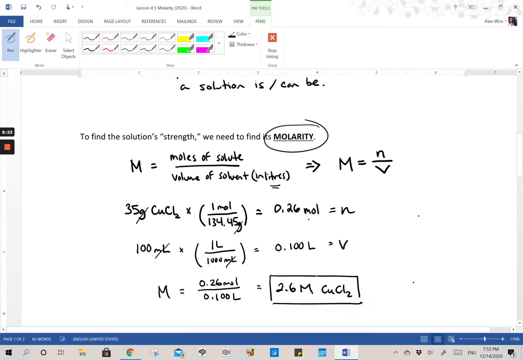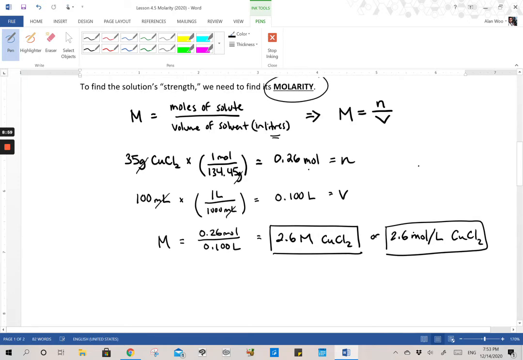So molarity is capital M. Another way to write this, that's also acceptable and sometimes used quite often: instead of writing big M for molarity, you literally just keep with moles per liter of CuCl2. So either one of these formats is fine, 2.6 molarity or 2.6 moles per liter. They both mean the same thing.